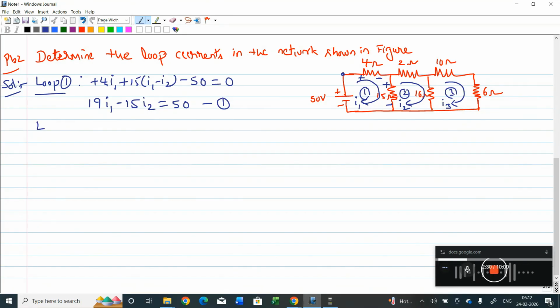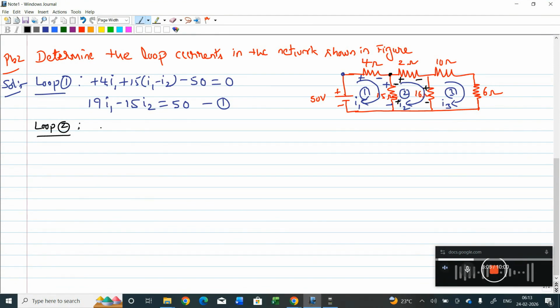Similarly, write the loop equation for loop 2. Here the loop 2 current I2 is flowing, so we take I2 as reference. In the direction of I2, starting from this node, we have voltage drops with polarities: plus on the left hand side of the 2 ohms, for 16 ohms plus on the top side and minus at the bottom side, and for 15 ohms plus at the bottom side and minus at the top side.